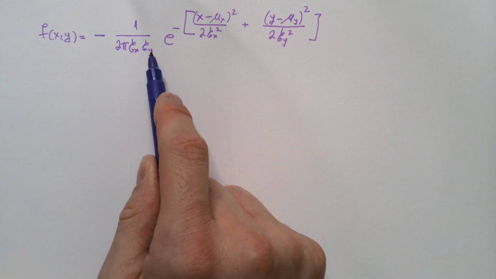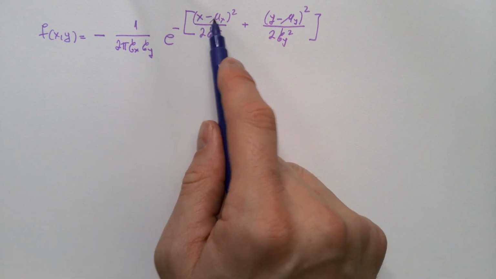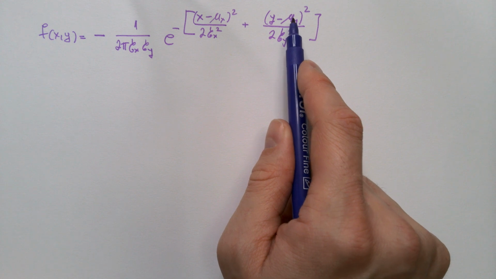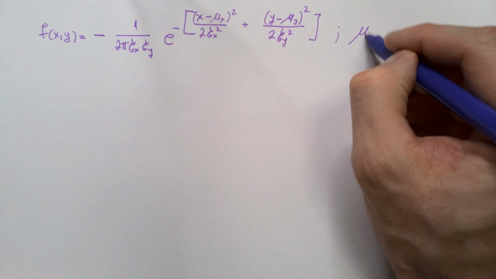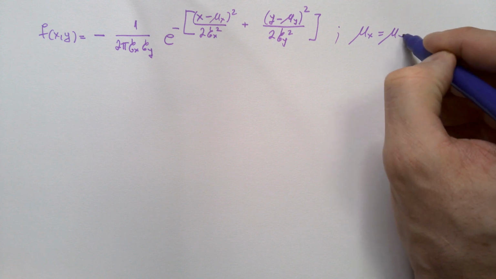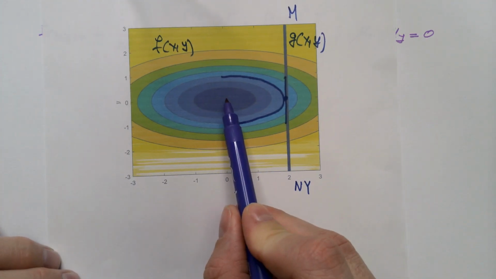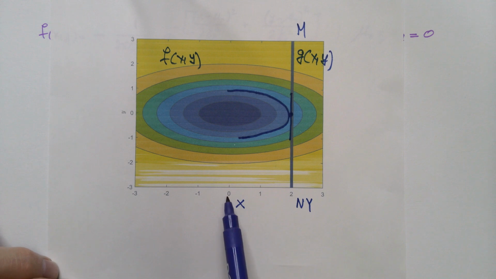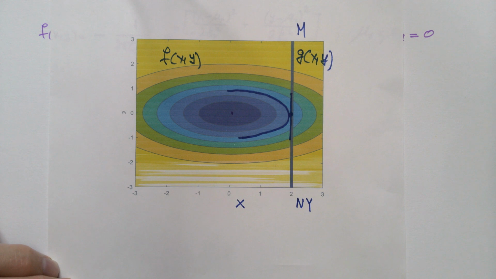Sigma x and sigma y are the standard deviations of our variables x and y, and mu x and mu y are the mean values of our variables x and y. In this particular problem, I decided to have mu x equal mu y equal 0. Of course, you can see that on this graph, because the center of this function is positioned at x equals 0, y equals 0 right here, which is, so to speak, the center of our low pressure system.